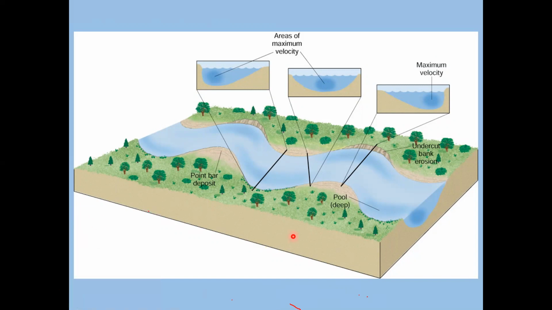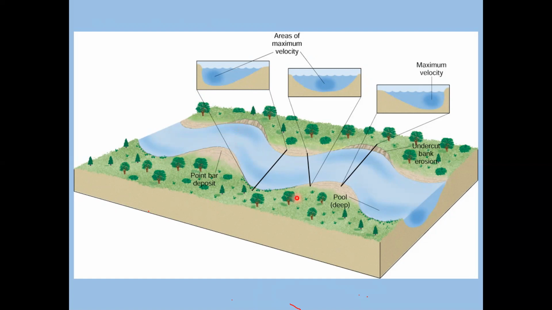Let's just use the laser pointer. So here's a cut bank. That's the inside of the bend. And again, the reason that we get this is because the water is moving faster here on the outside of the bend. So it will cut, it will erode.